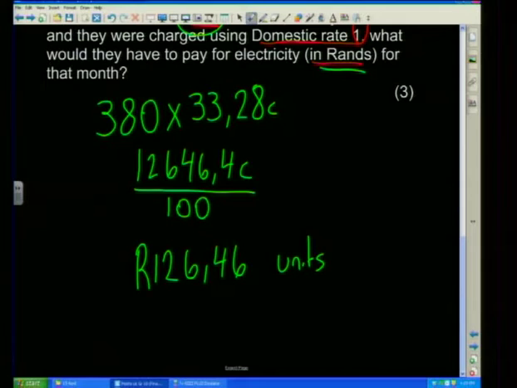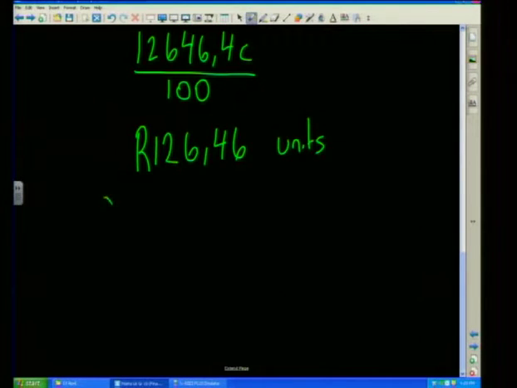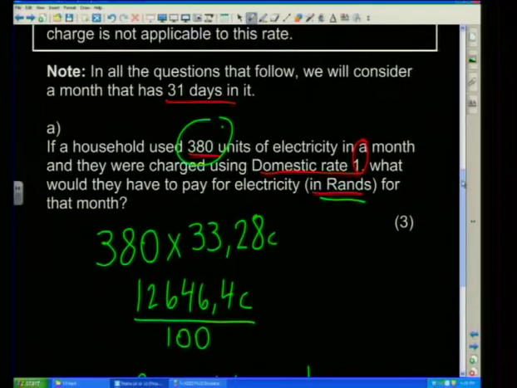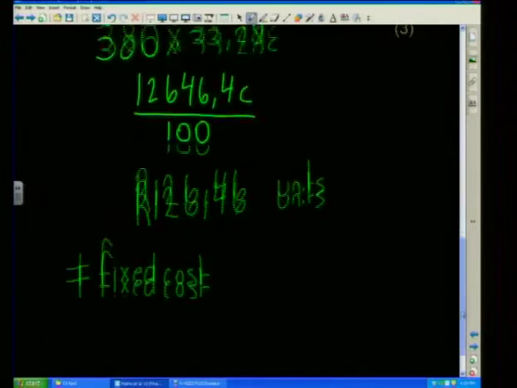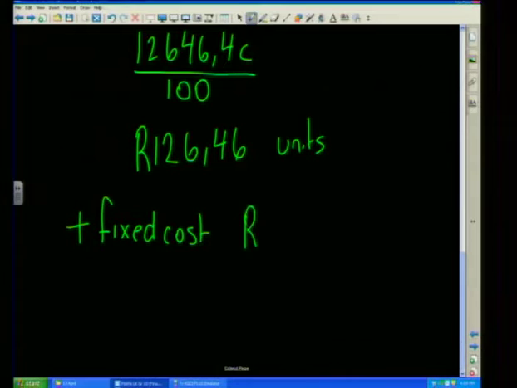But remember with this, there was also a fixed cost. So we need to pay a fixed cost. And what was our fixed cost? We need to add the fixed cost. Our fixed cost was, go back to our unit 1, R1.46 per day. So I'm going to say my fixed cost was R1.46, and we were using a 31-day month.